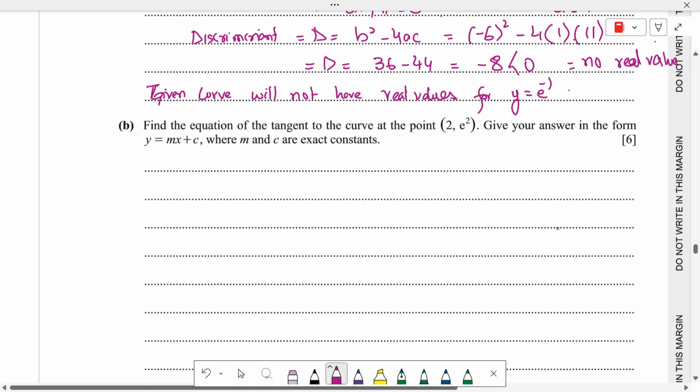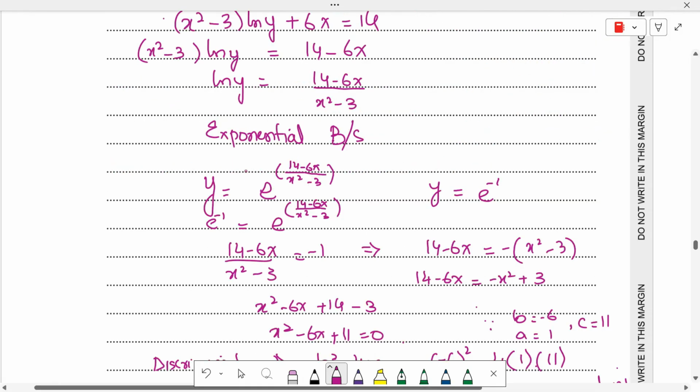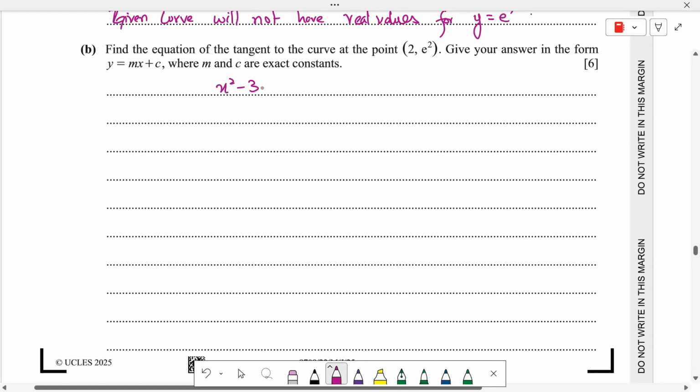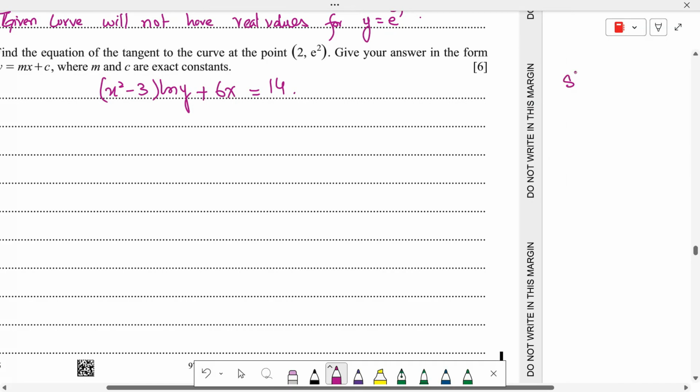Okay, let's move to part B. Find the equation of the tangent to the curve at the point (2, e to the power of 2). Give your answer in the form y equals mx plus c, where m and c are exact constants. Okay, we know that the given curve is x squared minus 3 ln y plus 6x equals 14. To find the equation of the tangent, we will use the slope-point form.